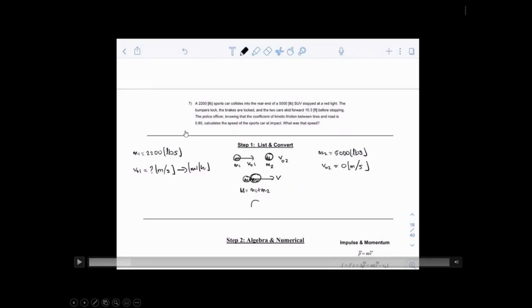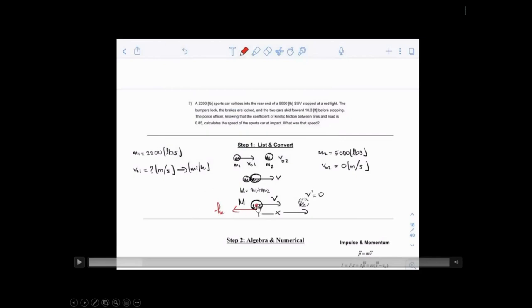So the SUV is not moving, the sports car is moving, and we have the mass of the sports car and the mass of the SUV. And what else is given? We are also given the coefficient of kinetic friction, which means that these vehicles are going to slide. Then I'm just going to visualize it for myself. The combined mass is sliding forward, so the skid marks. Here's the initial speed right after impact, and here's the final speed, so it'll come to a stop.